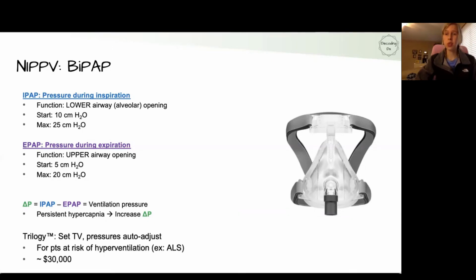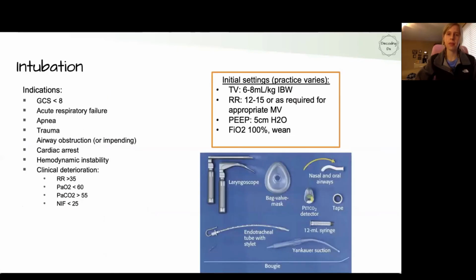You might hear the term Trilogy thrown around by pulmonologists or intensivists. This is just a type of BiPAP. It's a pretty special, expensive machine where the pressures will auto-adjust to the patient. The main thing that I want you to know is just that it's a type of BiPAP, especially for patients at risk of hypoventilation, but you'll hear it thrown around, so I just wanted to include it in here so you know what it is.